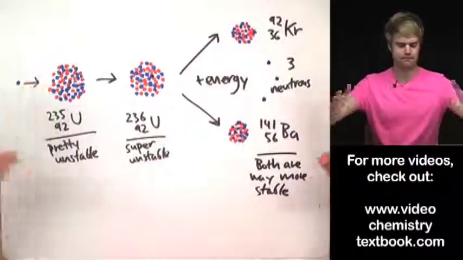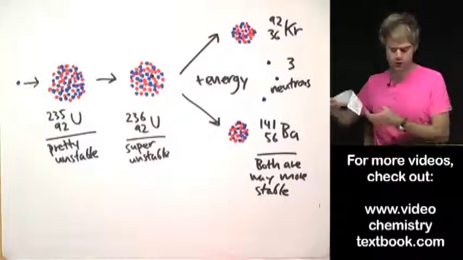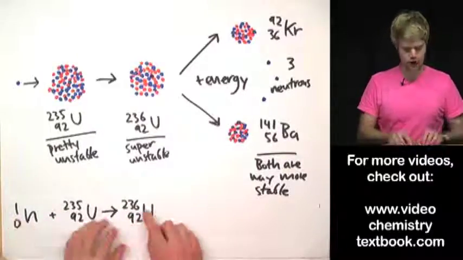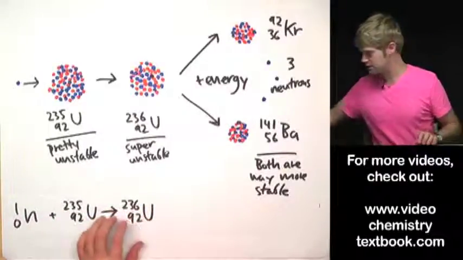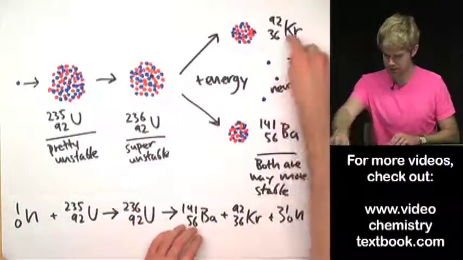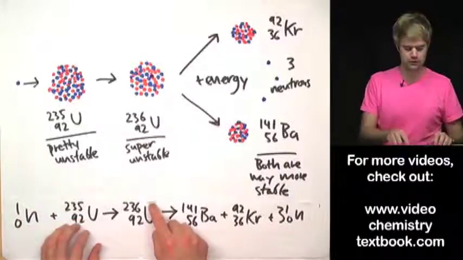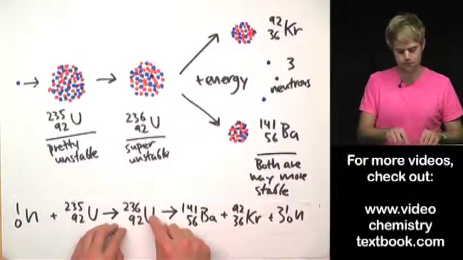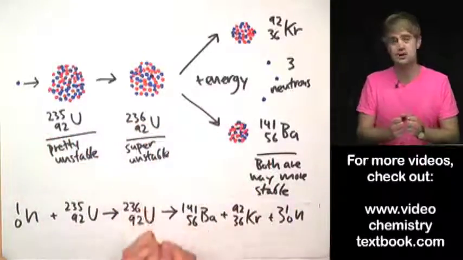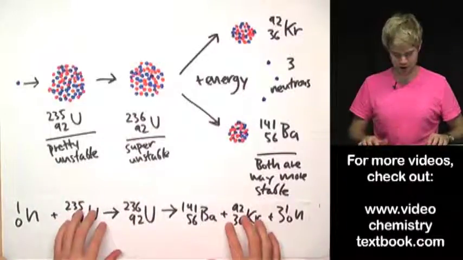So here's sort of a picture view of what's happening. Here's how we'd write this in a nuclear equation. We start with uranium-235, add a neutron to it, and get uranium-236, and that then splits into barium, krypton, and 3 neutrons. Sometimes when people are writing the equation for fission, they won't put this in, they'll leave it out, and that's because uranium-236 doesn't stick around for a long time. It's so unstable, it wants to split apart right away.